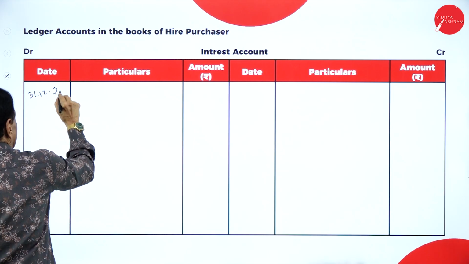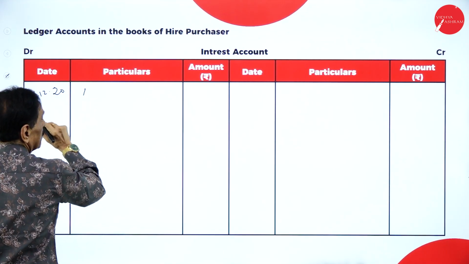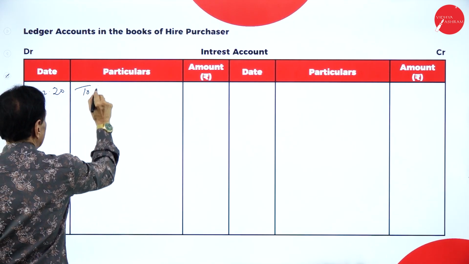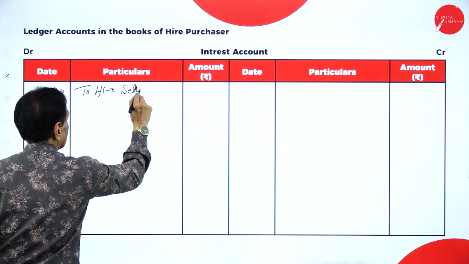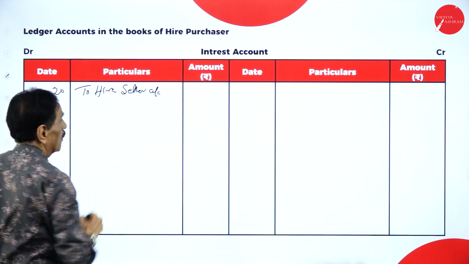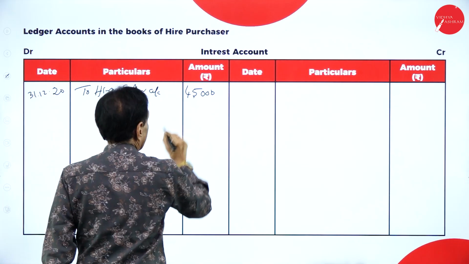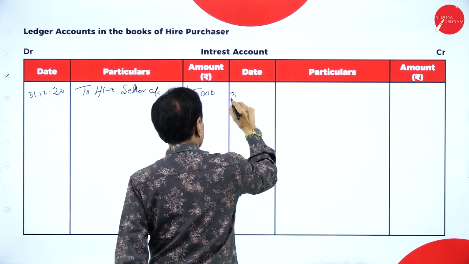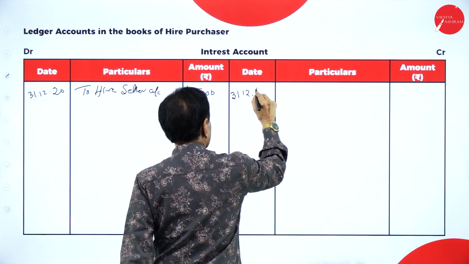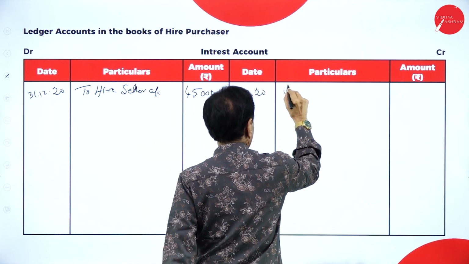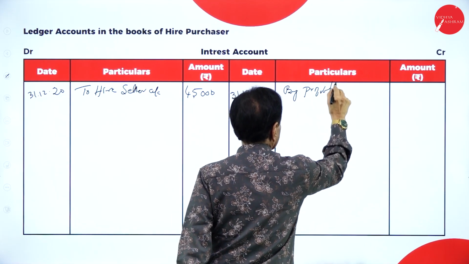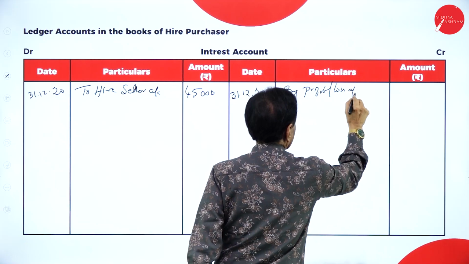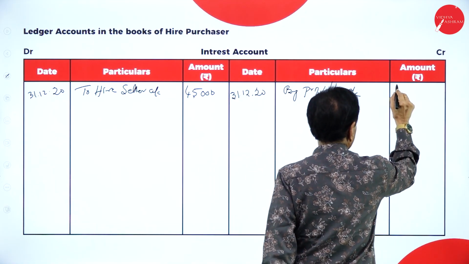31st December 20, to hire seller account. What is the interest of first year? Transfer to P&L account, by profit and loss, 45,000.